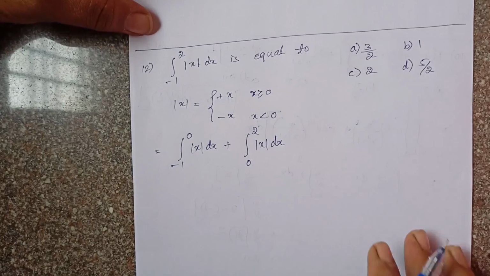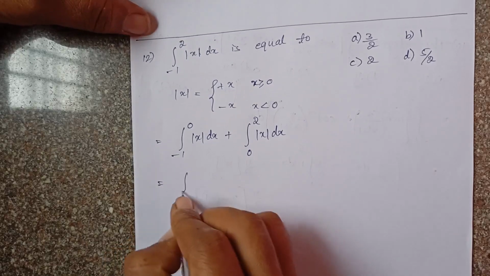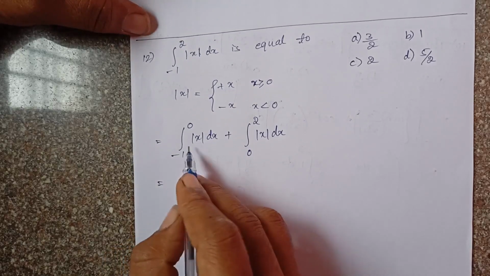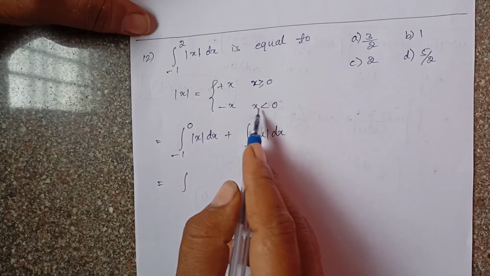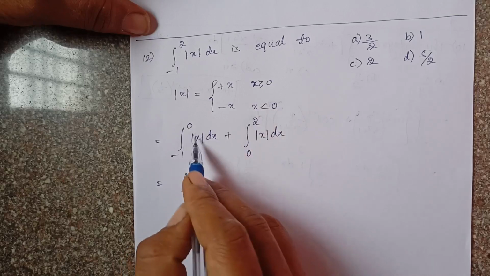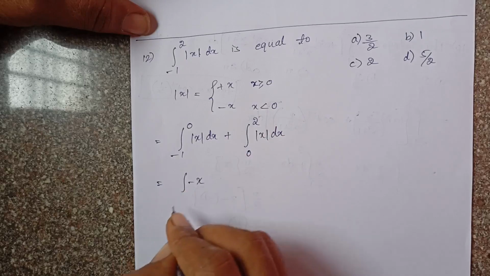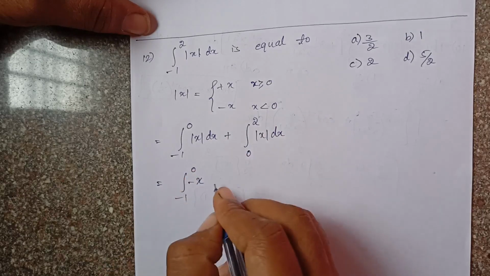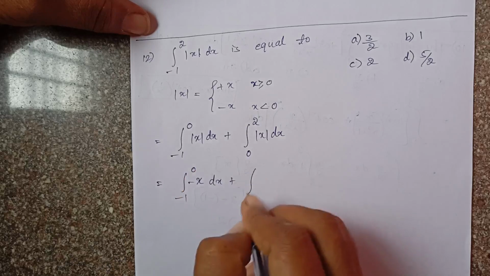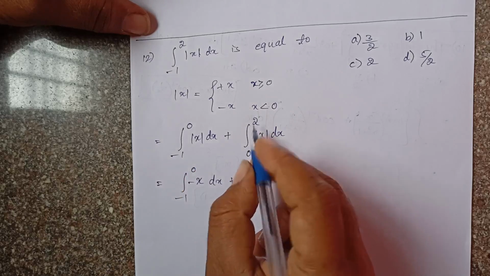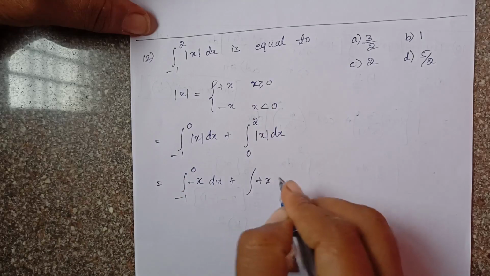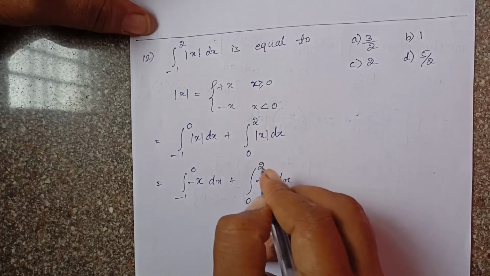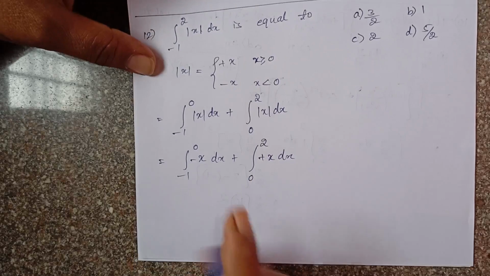Now we can integrate it very easily. Integration of modulus of x. Here x values are minus 1 to 0, means x values satisfying the condition less than 0. What we will write for the modulus of x? We will write it as minus x, minus 1 to 0 with respect to x, plus here x values are satisfying the condition that x is greater than or equal to 0. So what we will write here? Plus x we will write 0 to 2.